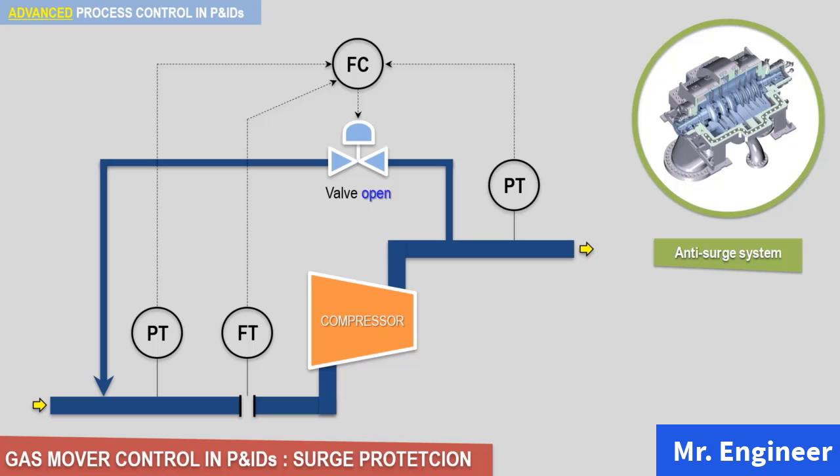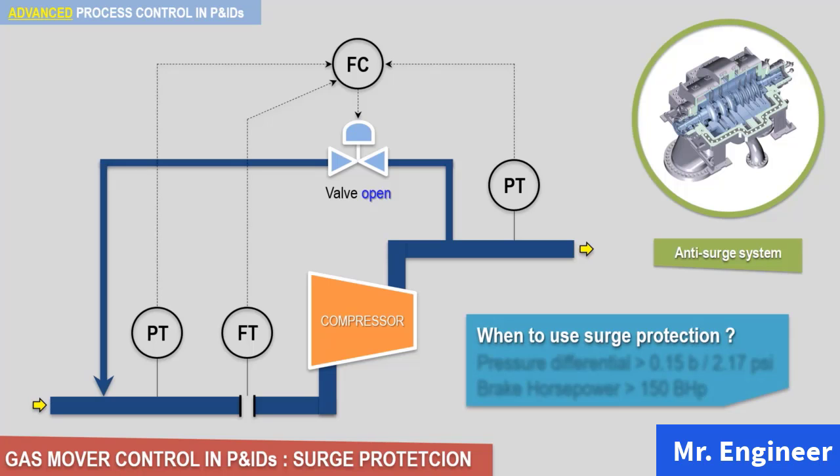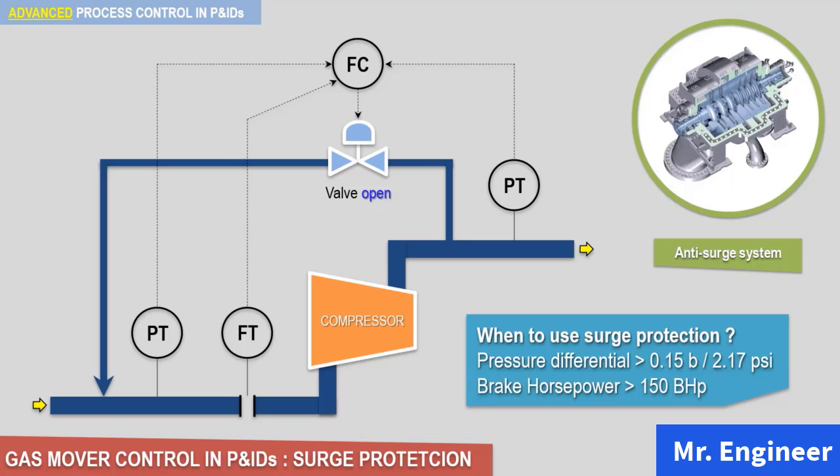Now, we don't need an anti-surge system for low-pressure dynamic gas movers like fans or blowers. We don't need them for positive displacement gas movers either. The rule of thumb to use is that an anti-surge protection should be applied if the pressure differential around the dynamic gas mover is more than 15 kilopascal or 0.15 bar or 2.17 psi, and that the gas mover's required power is more than 150 brake horsepower.